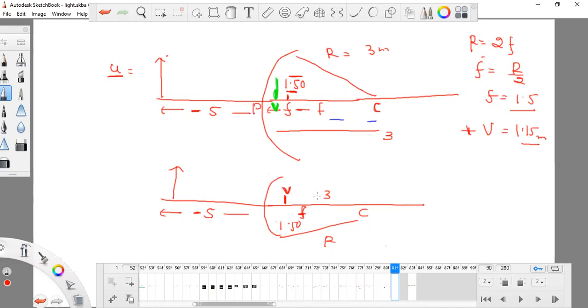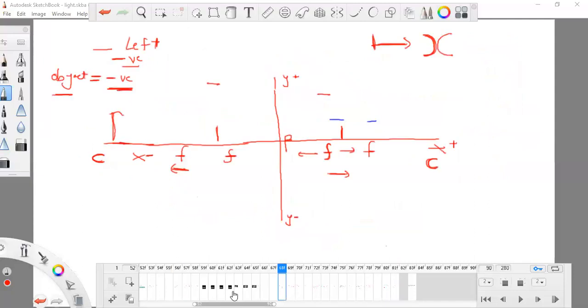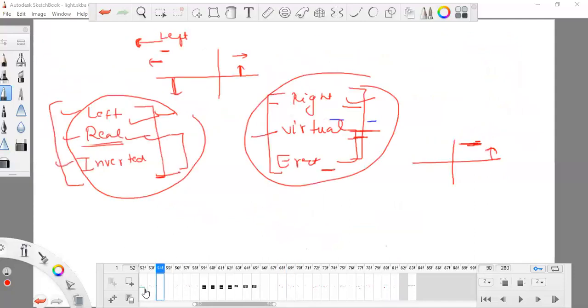Now one thing is very sure: the value is 1.15, so it is behind the mirror. If it is behind the mirror, then it will be virtual and it will be erect. So two things are confirmed for me. In the next class I will tell you how to make the ray diagram using this. This is a very simple thing, we just need to learn to make the ray diagram which we have studied recently. We will draw some ray diagrams.